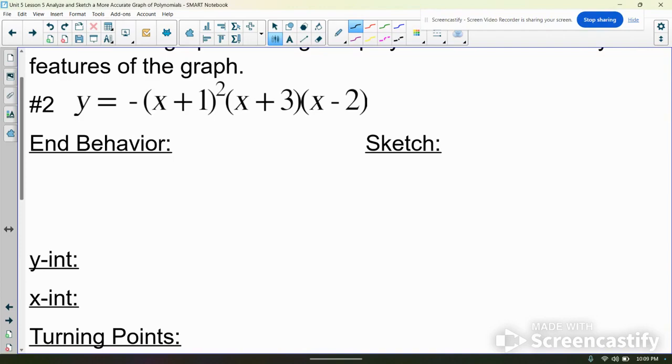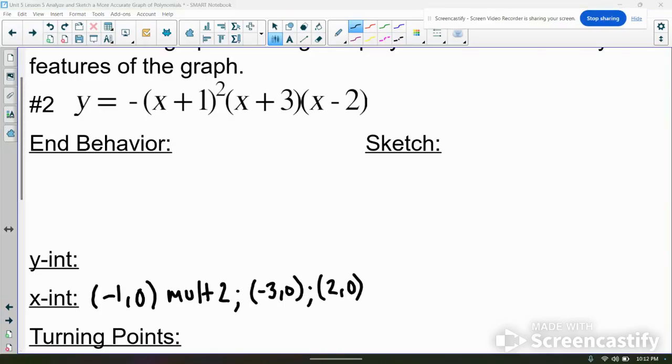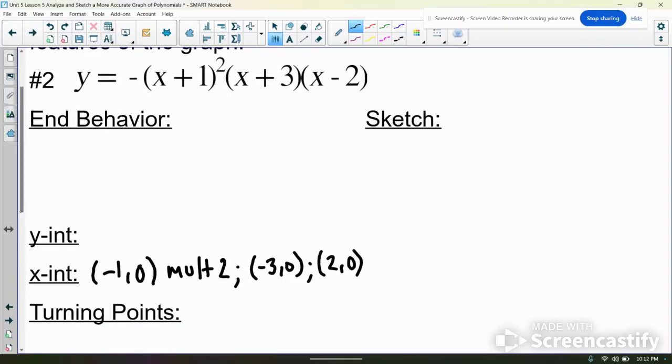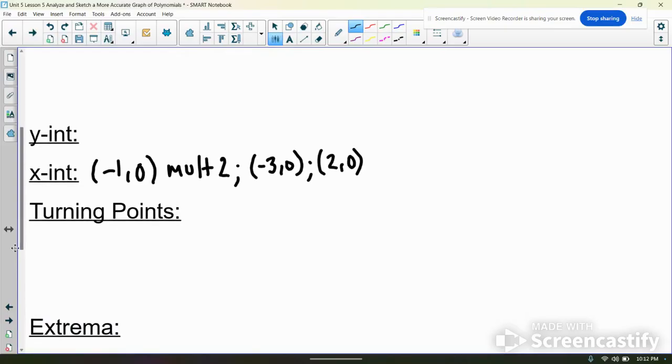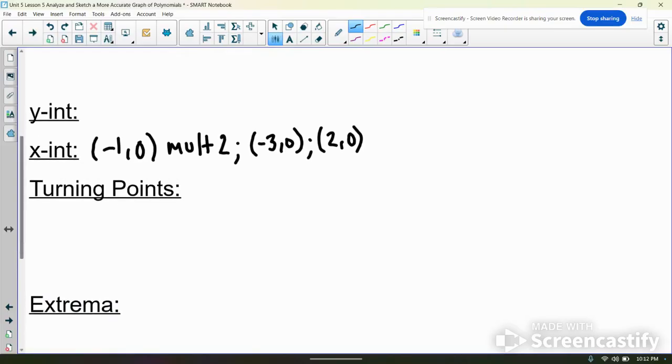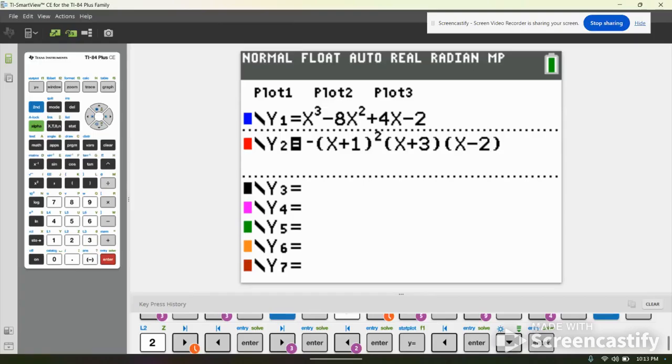So right now my y-intercept is a little bit harder to do, so we'll try to have the calculator do that for us. But our x-intercepts, from the factored form we can see that we have -1 with a multiplicity of 2, -3, and 2. So we don't have to find those x-intercepts with our calculator, we just want to try to find the y-intercept and our turning points. This should also give us an idea of what our end behavior should look like as well. I have unselected my y1 and selected my y2.